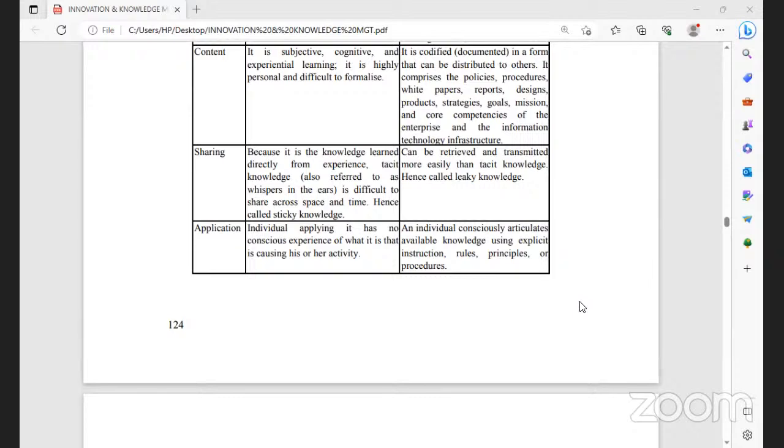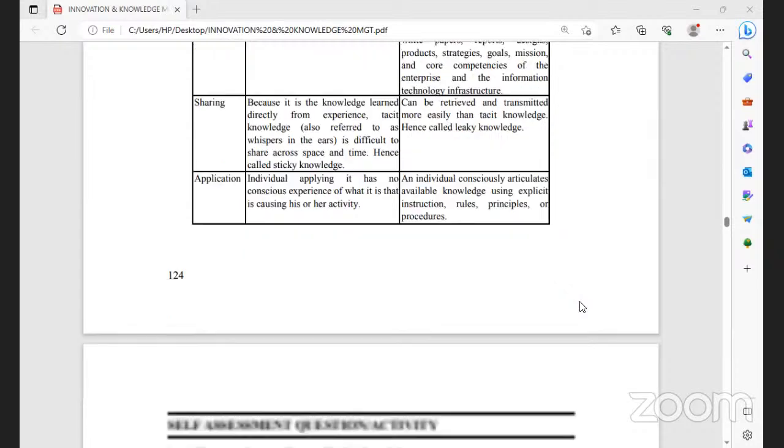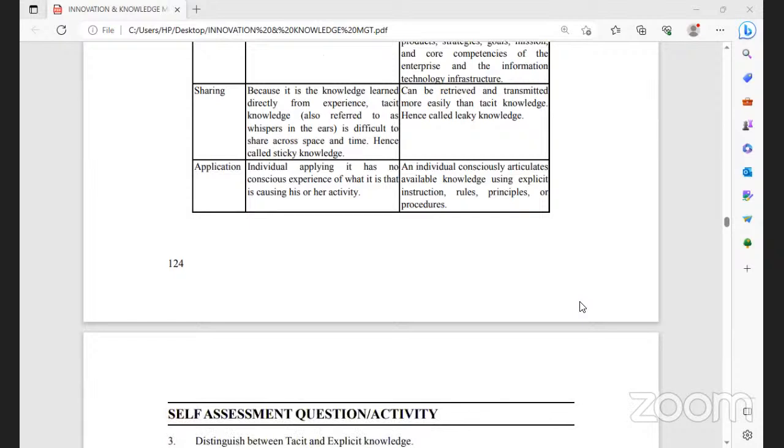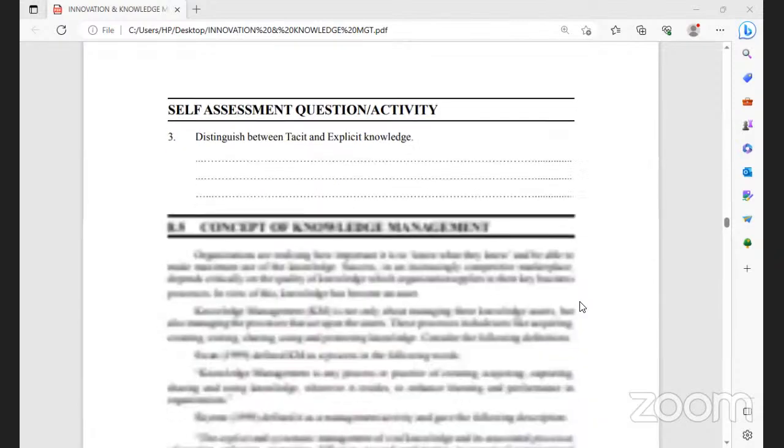Unlike tacit knowledge, this is called leaky knowledge. We can leak that knowledge or information easily. Next, finally, application. An individual consciously articulates available knowledge using explicit instructions, rules, principles, or procedures. Rules and regulations, principles, and procedures will be related to this application environment.